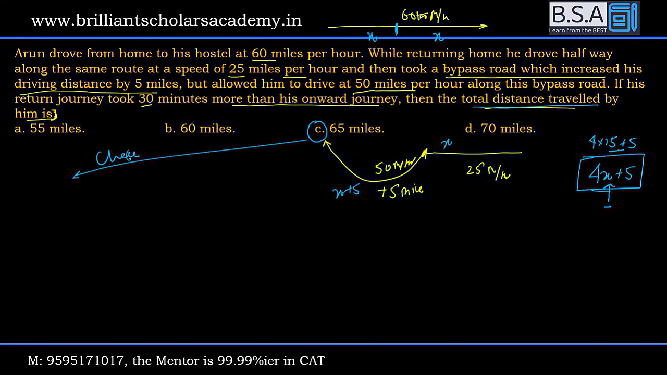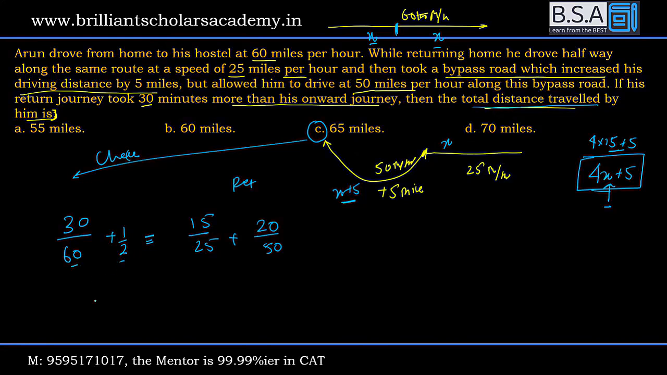If this is the CAT exam and I'm in a hurry, I'm trying to solve the question faster. So I'll say 15 and 15. That means 30 miles traveled at 60 miles per hour. Leave it there. Now while returning, 15 miles traveled for 25 miles. 15 plus 5, 20 miles traveled at the speed of 50 miles. Now the return journey will take how much more time? Half an hour more. I have to only confirm whether these two are equal.